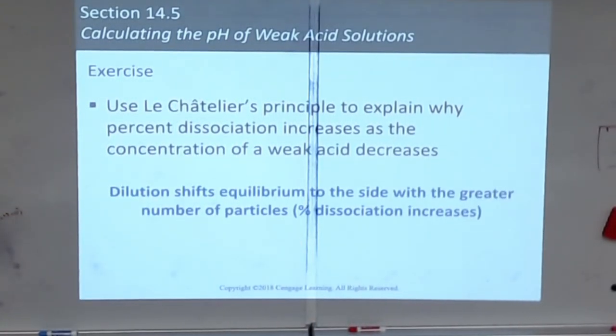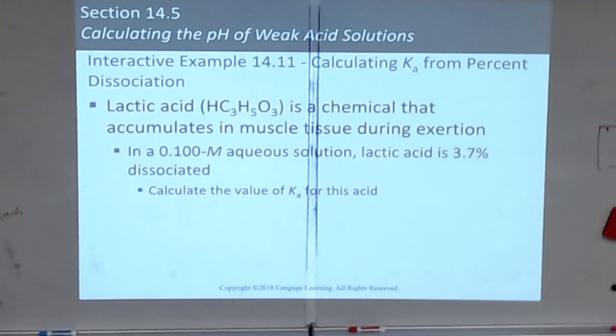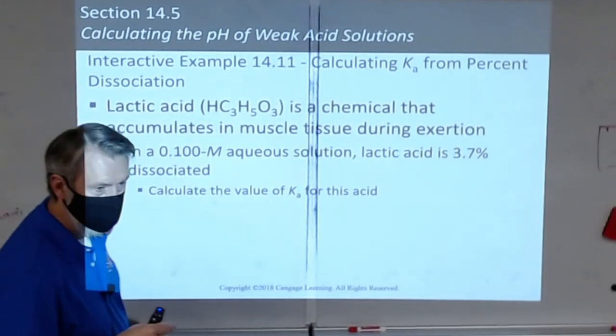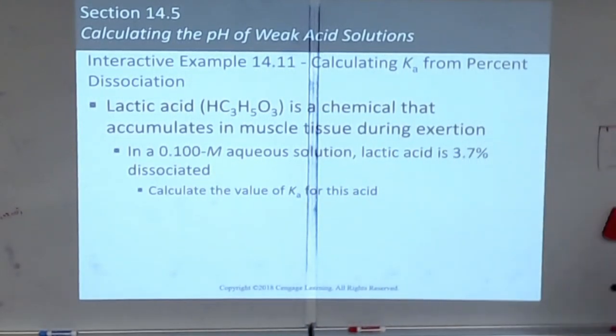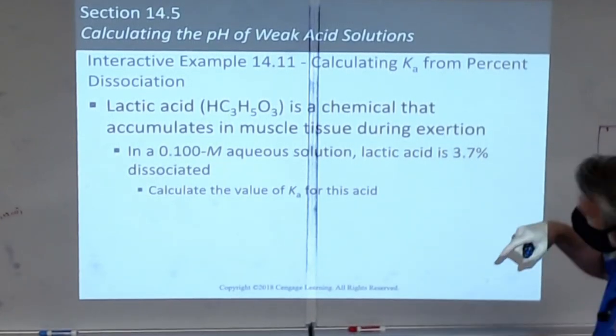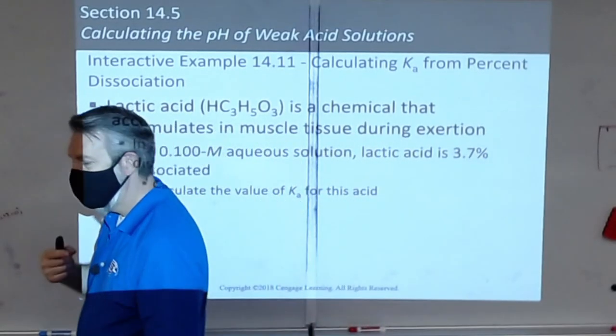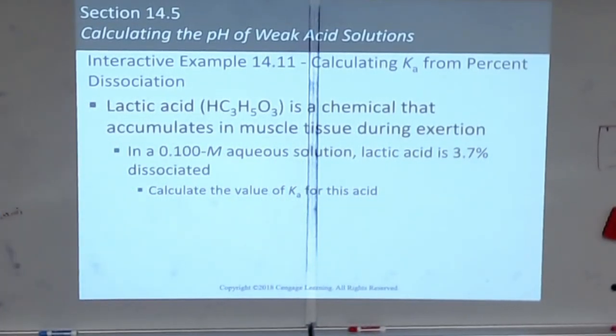What's going to happen? Dilution shifts the equilibrium to the side with the greatest number of particles. Okay, so percent dissociation will increase. Cool. All right, let's go backwards. We can calculate percent dissociation from Ka and concentration. We can also calculate Ka from percent dissociation.